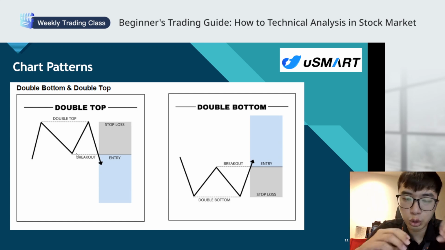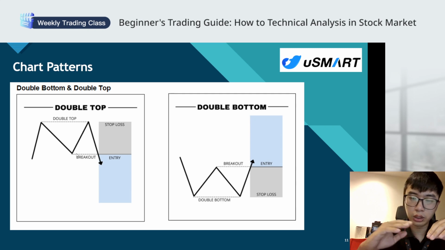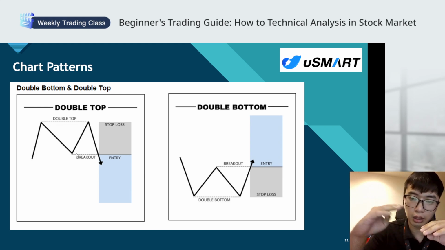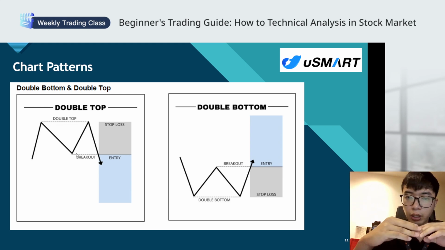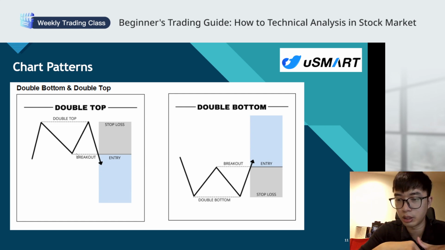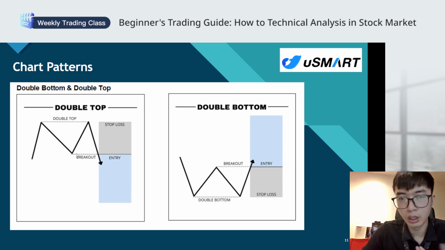Same for the double bottom. There are two strong points of support. Then when the price goes up, we plot the resistance. When it breaks out above the resistance, we try to enter and put the stop loss below the double bottom. Right, so this is how we use the double bottom as technical analysis.